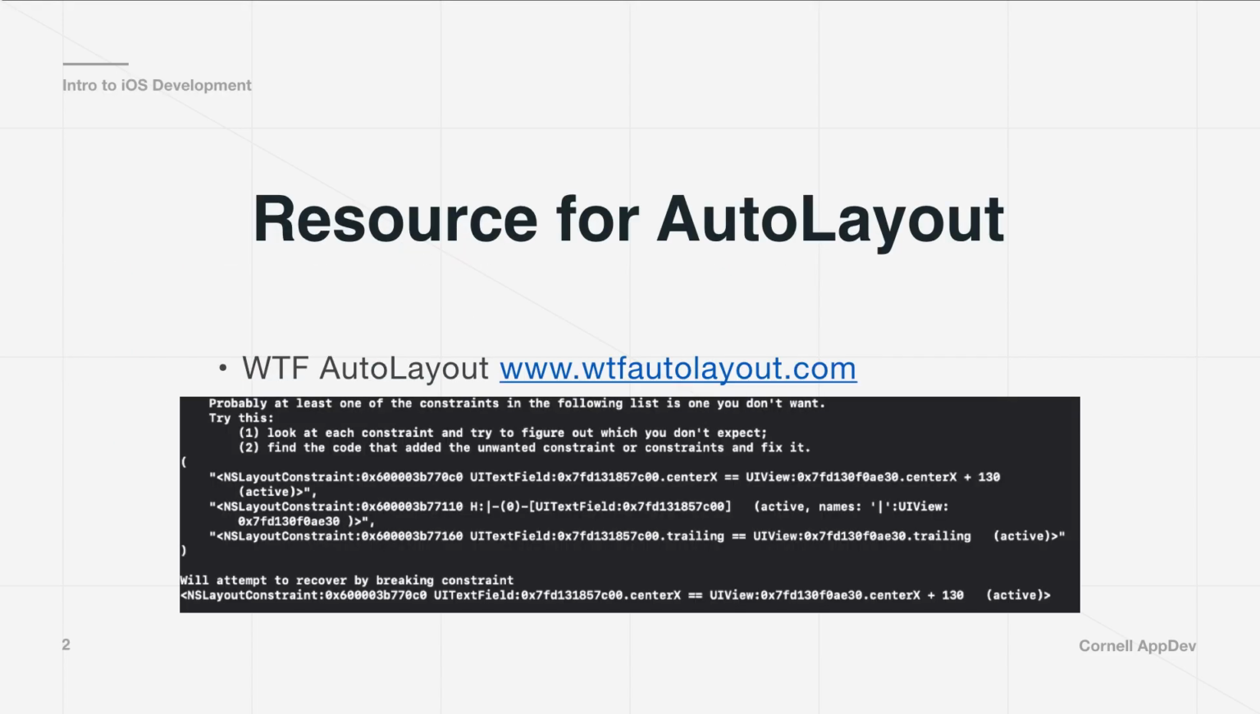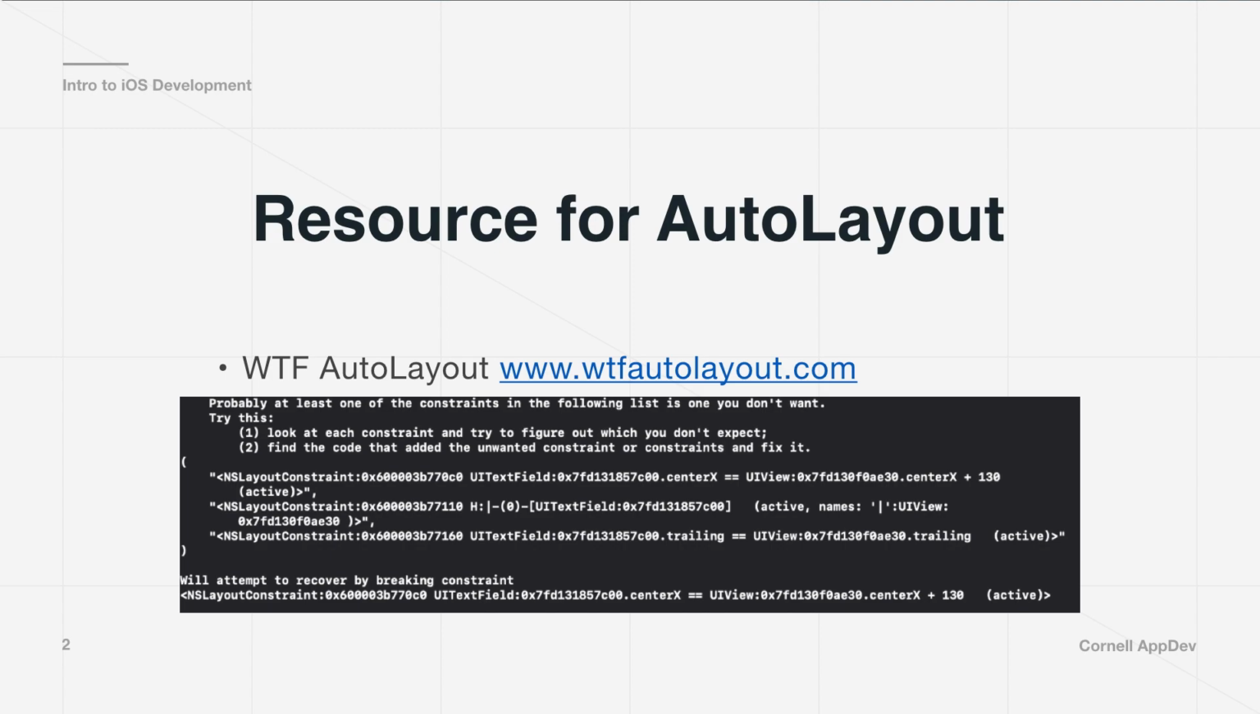One thing that you might see in your console when you're working on an Xcode project is a bunch of NS layout constraint errors. Your app's not going to crash, but this is annoying because it means you have two or more conflicting constraints, and the screen doesn't know what to do with your UIView or your label.